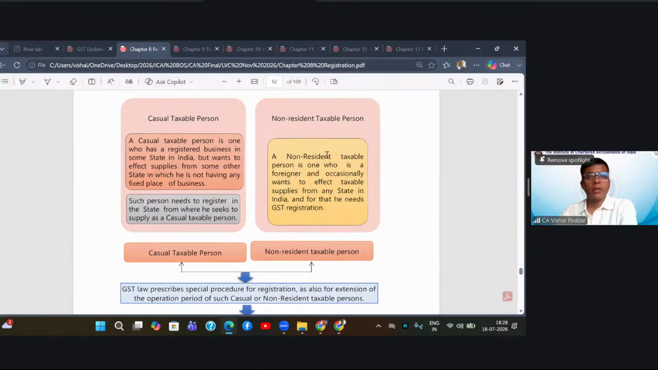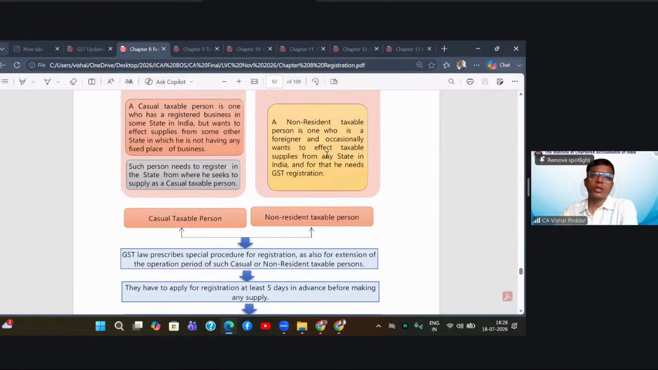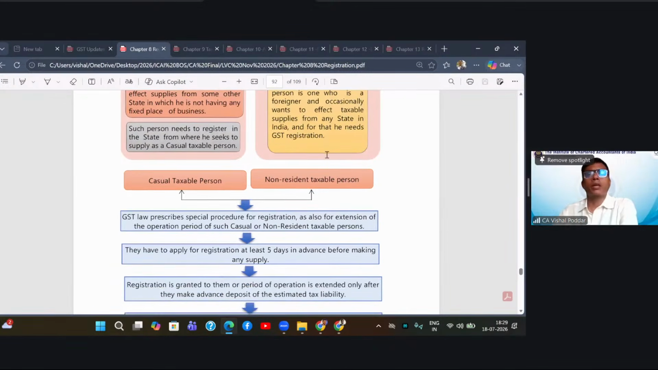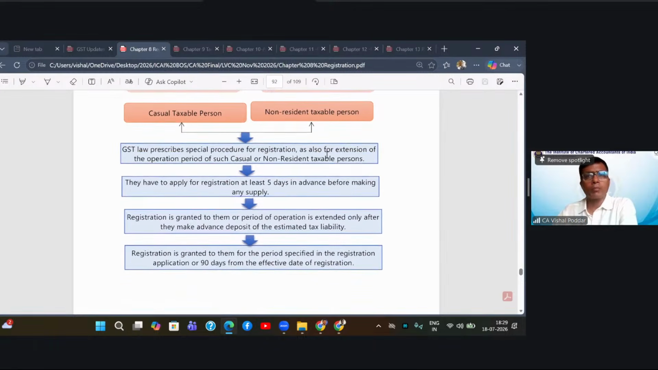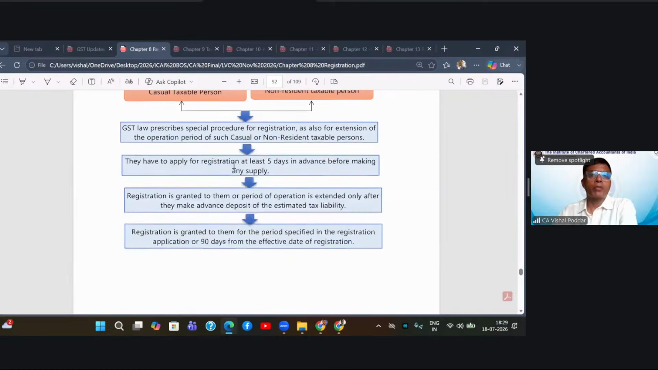Similarly, who is an NRTP? An NRTP is a person who is staying outside India and who is again coming to India for a short period and participating in some exhibition where the person will be making outward supplies. Now, for both of these, the common process is that they have to apply for registration at least 5 days in advance.